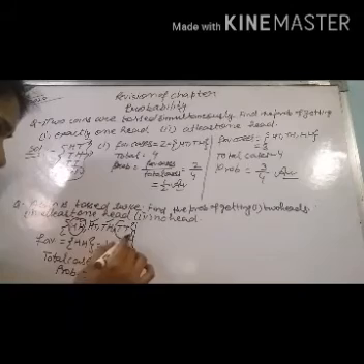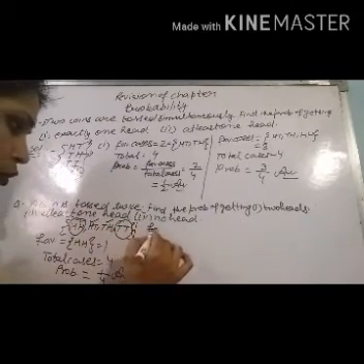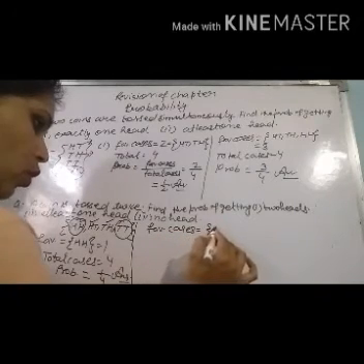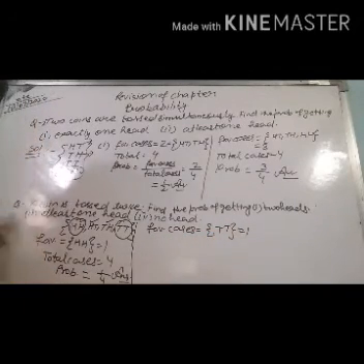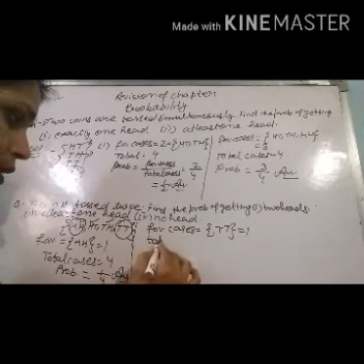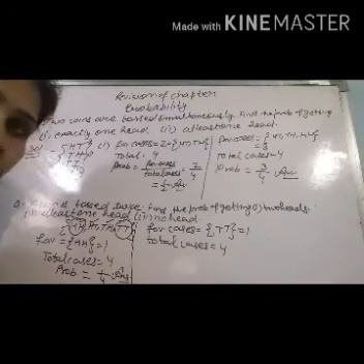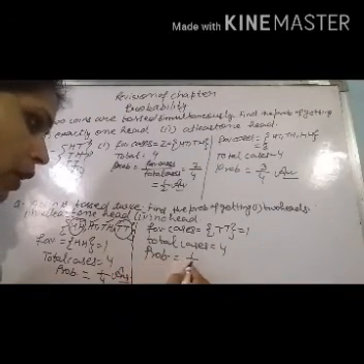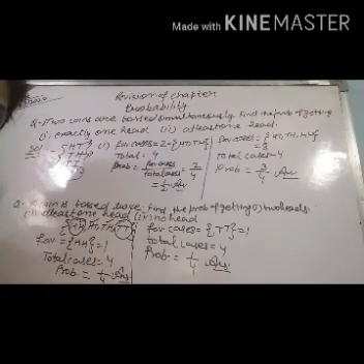So in which case does a head not appear? Only in one case, that is TT. So favorable cases is equal to 1. And the total cases is the same. Total cases is equal to 4. So probability will be equal to favorable divided by total, 1/4 is the answer in this case.